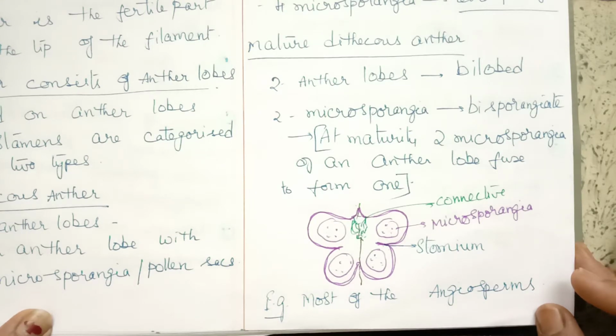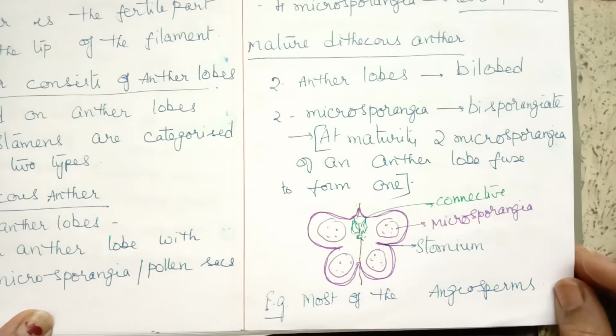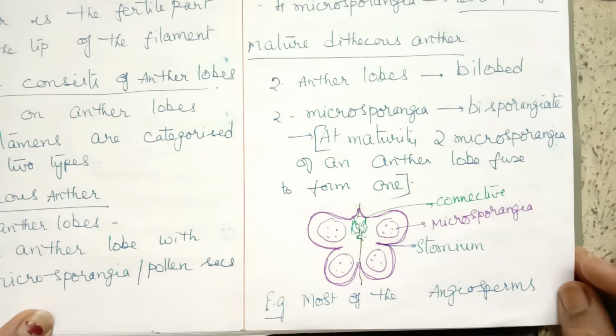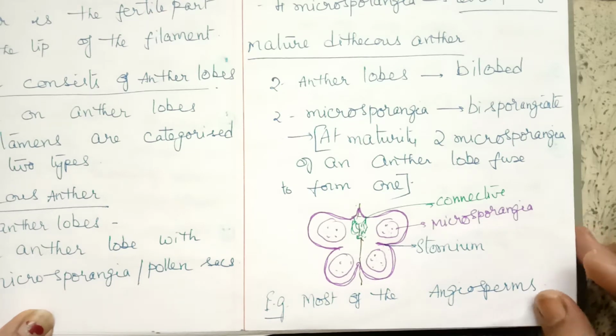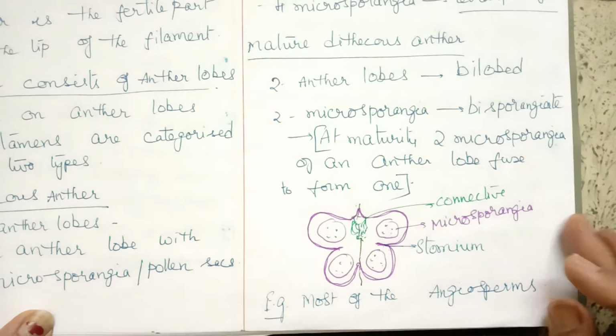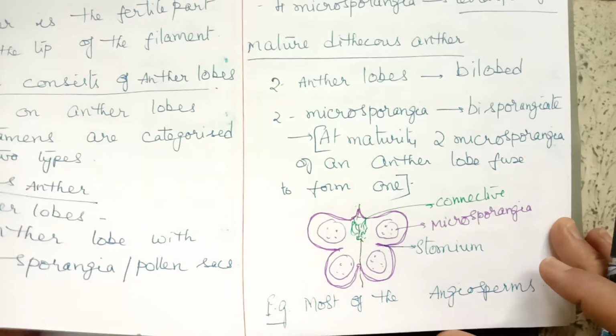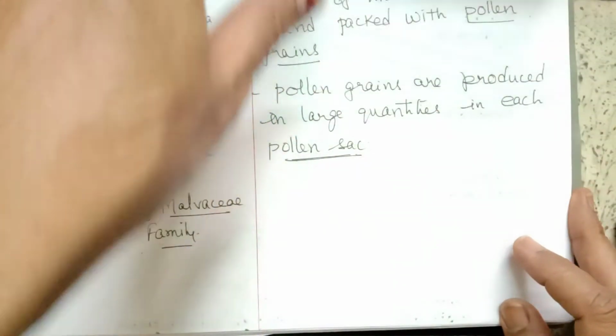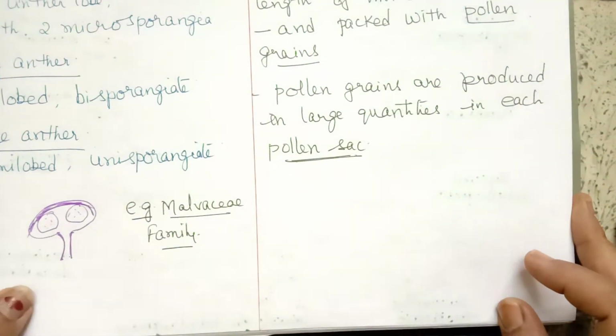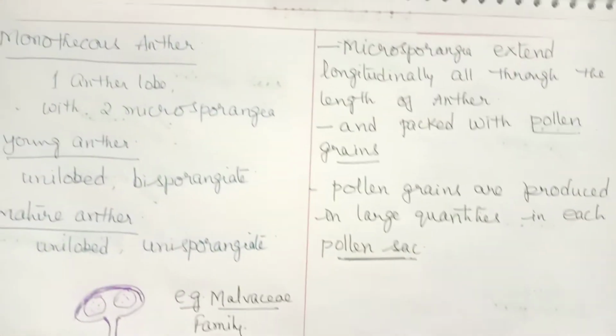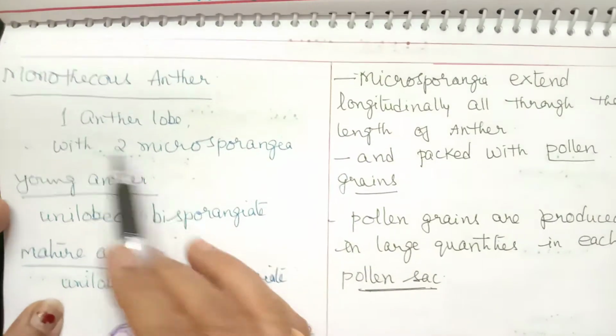Microsporangia present in each anther lobe: there are two microsporangia. So if there are two anther lobes, four microsporangia are present in a young dithecous anther. So it is called tetrasporangiate, and if it is a mature anther, it is called bilobed and bisporangiate. Now let us understand what is a monothecous anther.